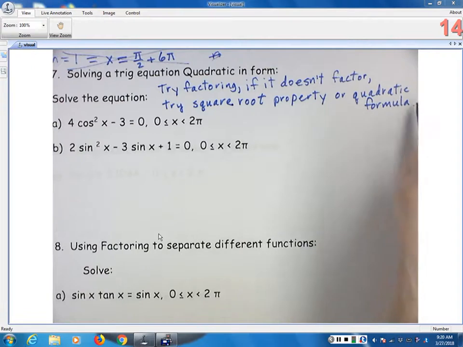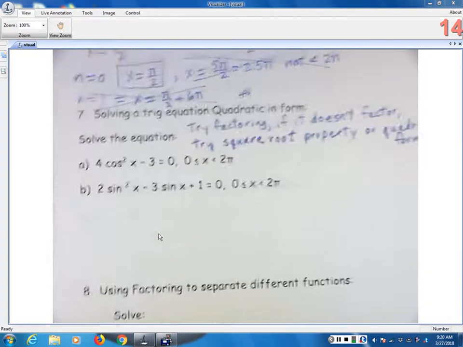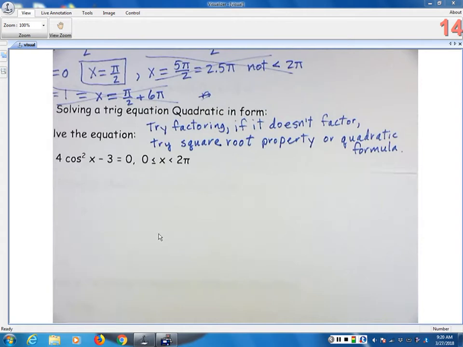All right, so we're going to solve. Oh my gosh, we have no room. Let's get another sheet of paper up. I don't need any room. Okay. All right. Sorry about that.